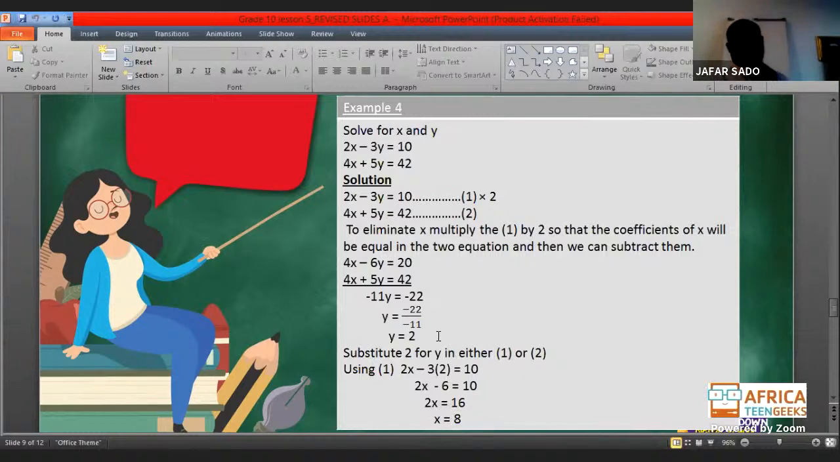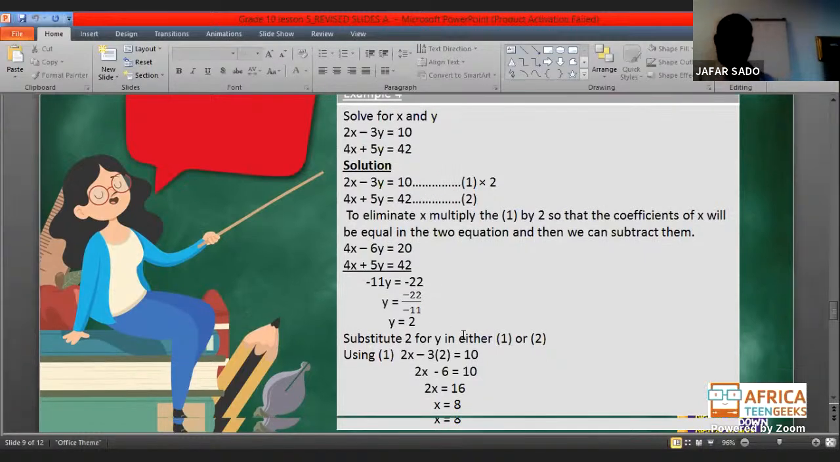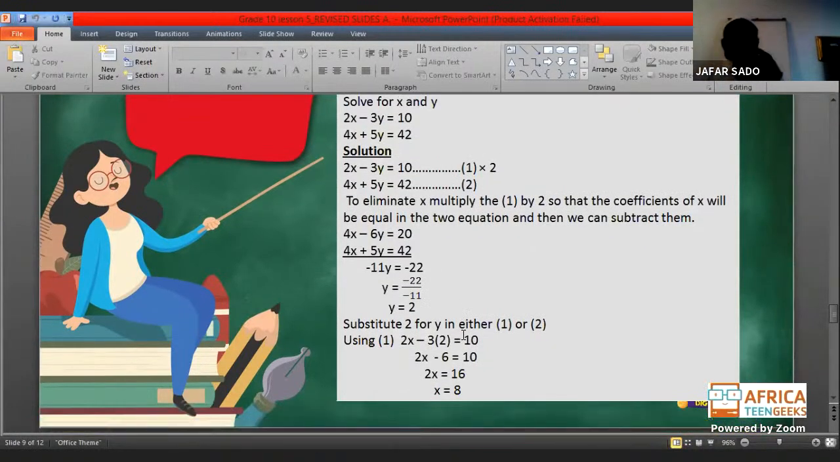So that's how we do elimination method using simultaneous equations. All right. So now I'm going to take you to the board to explain more other examples so that you can have more understanding of it, and then we carry on with the slide.